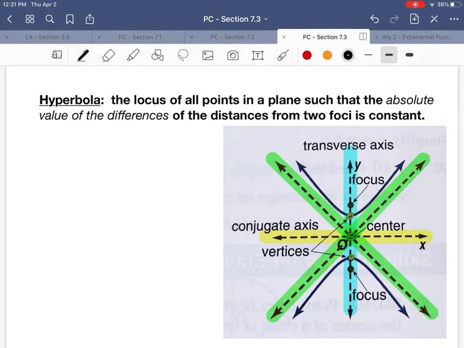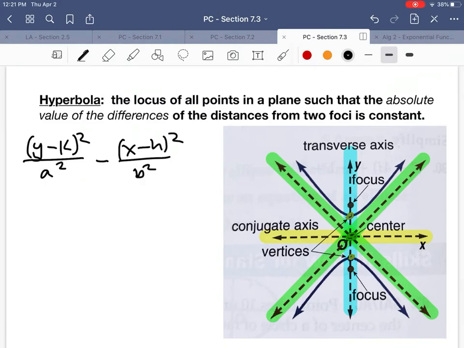Your basic equation, like this hyperbola right here that is going up and down, so that's kind of like the y-axis. So when you have a hyperbola that looks like this, it's going to start off with y. So I have (y minus k) squared over a squared. This is just a general format, minus this time. So notice it's going to be a minus now in our equation. Then I have (x minus h) squared over b squared equals 1.